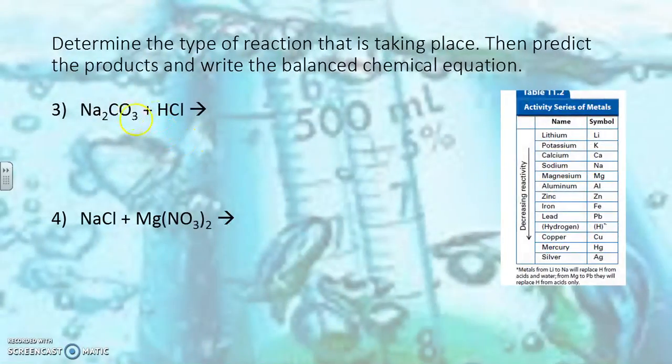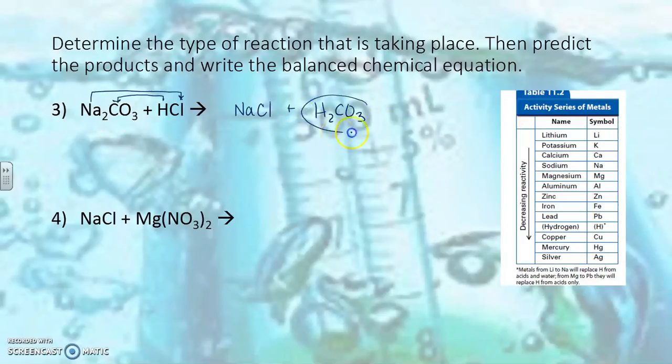All right, Na2CO3 plus HCl. Okay, we do have an acid here, which means that this could be an acid base, but there's two compounds, so we're going to say it is a double replacement, and then we'll be able to tell if it's an acid base afterwards. All right, so Na plus Cl gives us NaCl, and H plus CO3 gives us H2CO3.